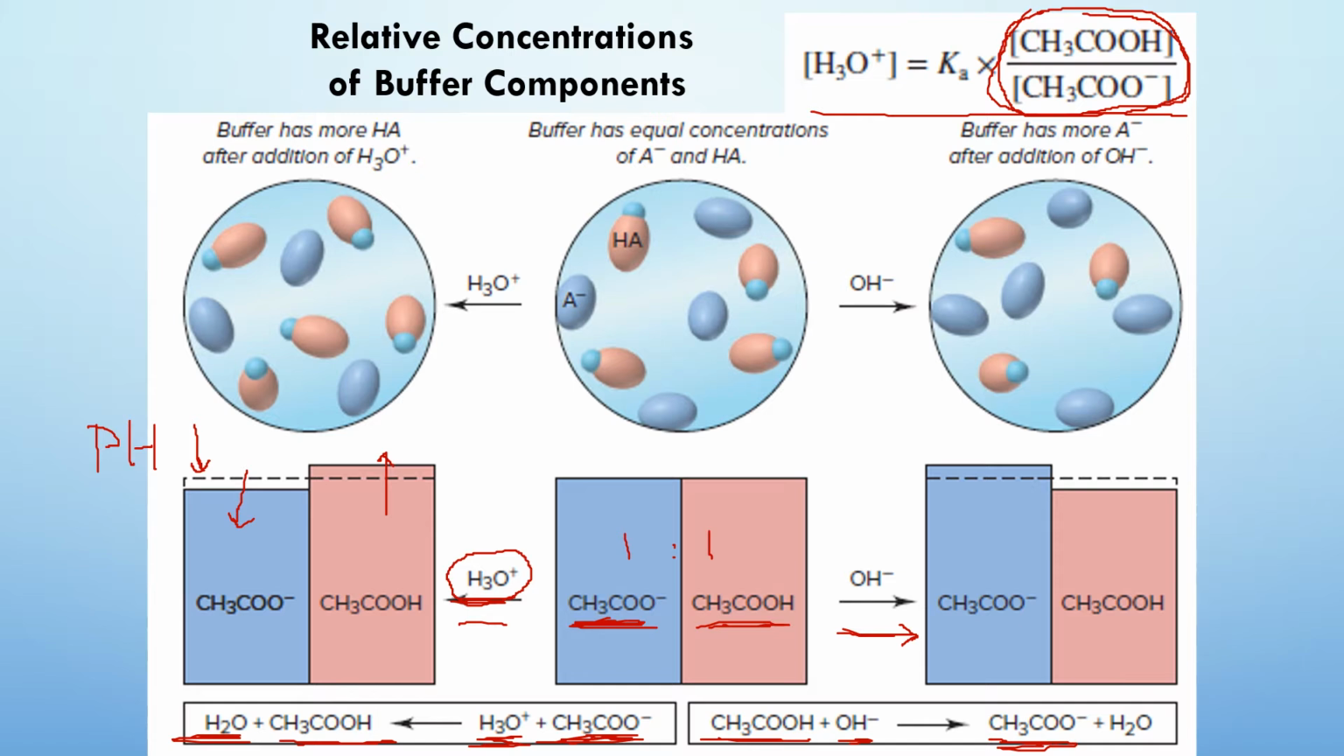Now you have a higher concentration of acetate, and because you consume some of the acetic acid, its concentration decreases. So this ratio becomes less than 1, because you have a smaller concentration of the acetic acid, which is the numerator. The proton concentration, compared to the scenario in the middle, will become smaller. So the pH will increase.